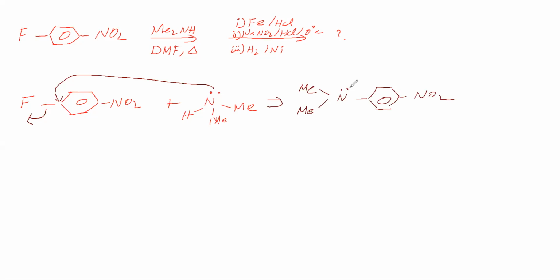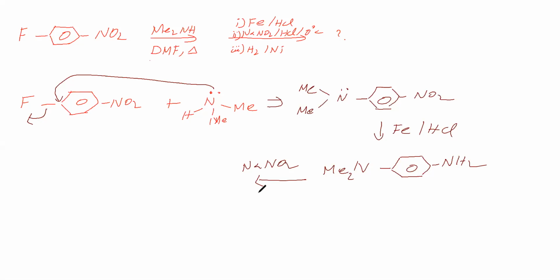Okay. Next, it is treated with iron and HCl. Treated with iron and HCl means the NO2 group is converting into NH2 group. Next, treated with NaNO2 HCl at 0 degree Celsius.